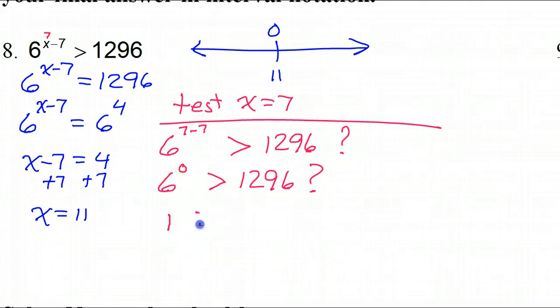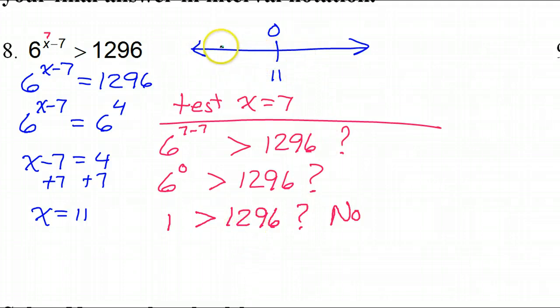So that's 1. Is that greater than 1296? Of course not. That's a fail. So as far as on your graph here, our test value of 1 would be over here to the left somewhere. So that means this is the no side of the critical value. So that means this is the yes side. This is the side where all the solutions are.